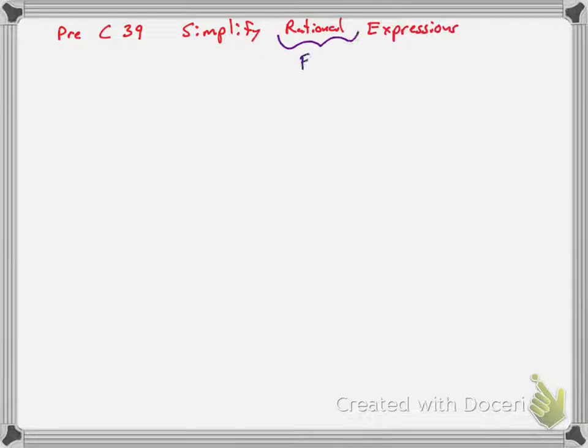Here's a video to help with concepts leading up to concept 39. So we'll call it pre-concept 39, which is simplifying rational expressions. One of the things to note, rational expressions, rational is kind of like the code word for fractions. So anytime you see rational expressions, you can pretty much count that there are going to be fractions involved. So not a big deal.